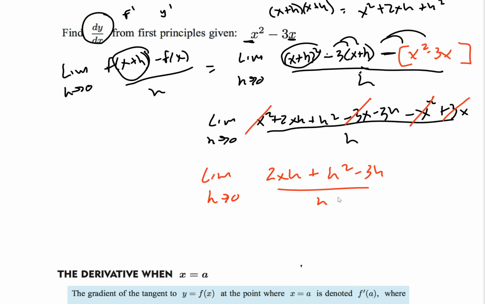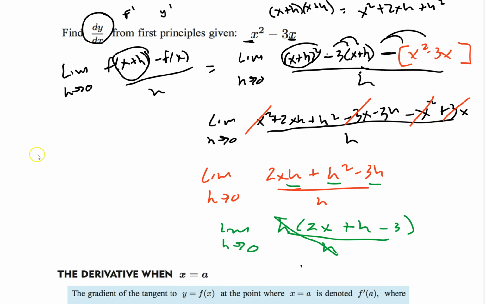Again, I still can't plug 0 in because of h on the bottom. If I plug it in, I'll have all h's on top. But we could factor. These all have an h, so you factor the h out. 2x plus h minus 3, all over h, which is going to cancel out. And once they cancel out, all we're left with, I'll rewrite so you can see a little better, is the limit as h approaches 0 of 2x plus h minus 3.